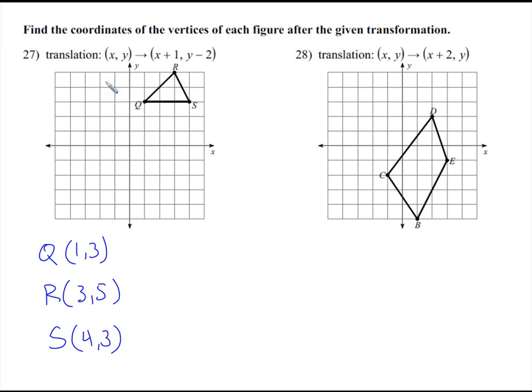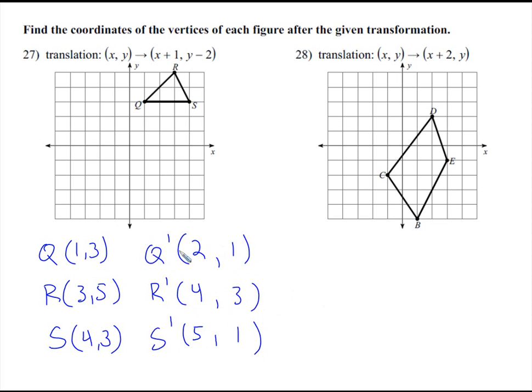So now we're going to do the transformation: Q prime, R prime, S prime. They want us to add 1 to all the x's, so I'm going to get 2, 4, 5. The y's, they want us to subtract 2. So 3 minus 2 is 1, 5 minus 2 is 3, and 3 minus 2 is 1.